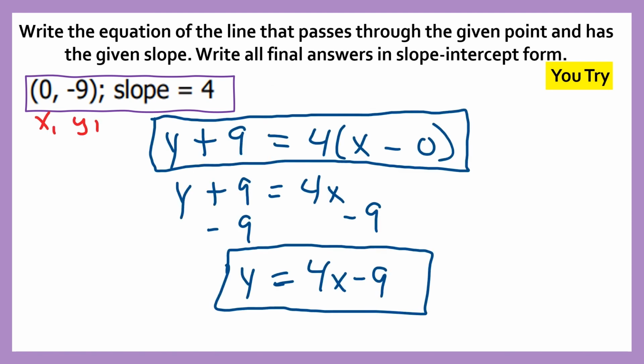I have the answer right here. Hopefully you got it correct. The first equation is in point-slope form, and then the last equation is in slope-intercept form. So hopefully you got them correct.